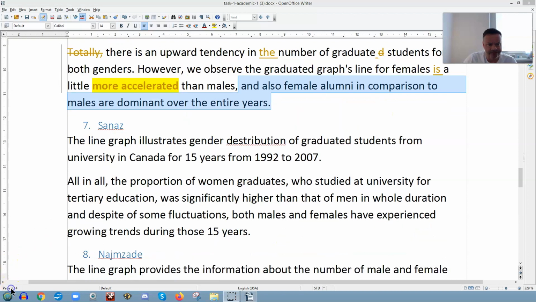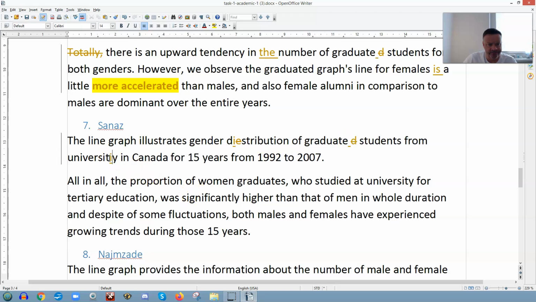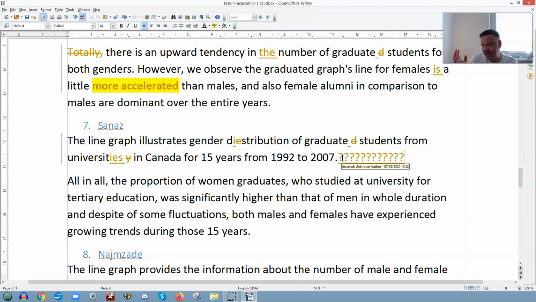Okay. The line graph illustrates gender distribution of graduate students from universities in Canada for 15 years from 2007. Okay, gender distribution. I would put measured in the tens of thousands. Again, get all that detail in, you know.